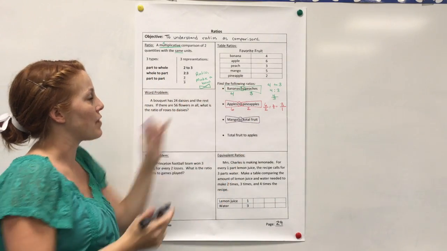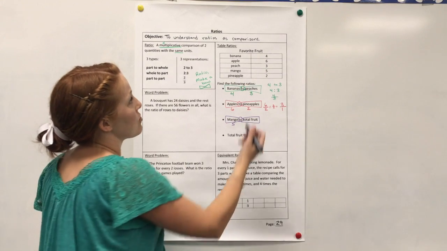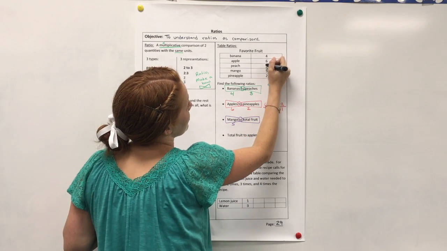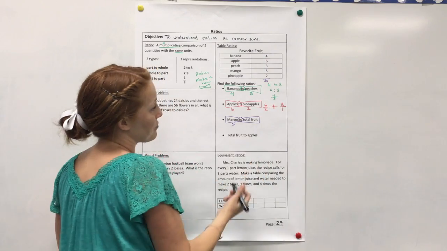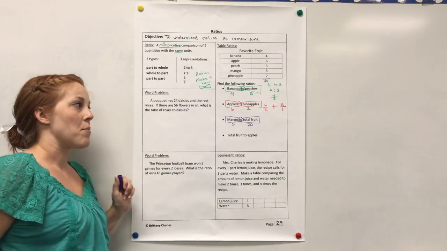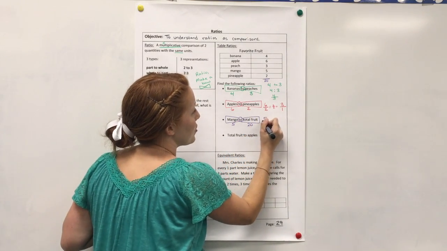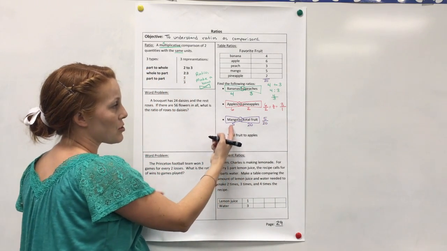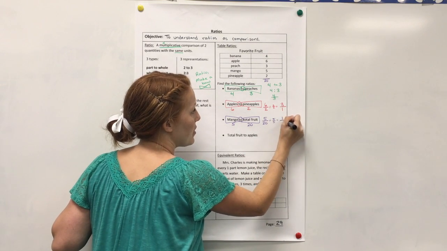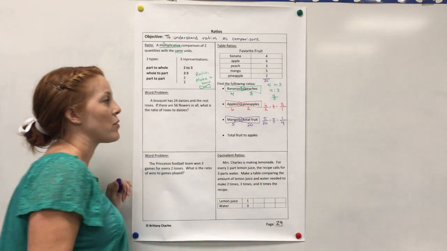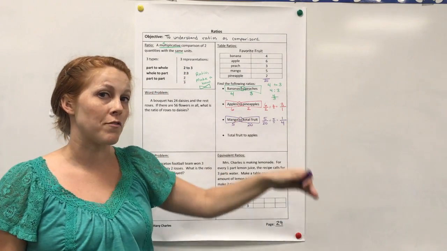Okay, mango, 5. Total fruit, well, that means I need to add them all. So, let's see. This would be 10, 13, 14, 15, 16, 17, 18, 19, 20. So the total is 20. Now I'm going to write it in the fraction form, even though it's not a fraction. So 5 over 20, again, the 5 went on top because it was first. And I can reduce that by dividing by 5. That would be 1, and that would be 4. So my ratio, again, I don't say 1/4. I need to say it in this form, 1 to 4.